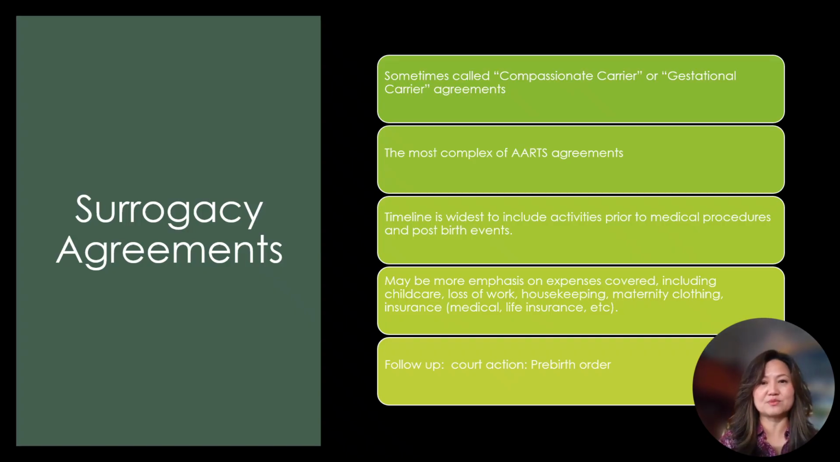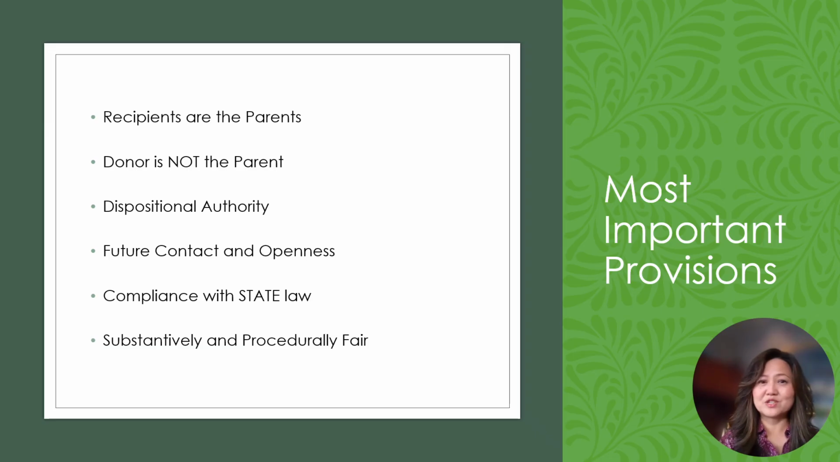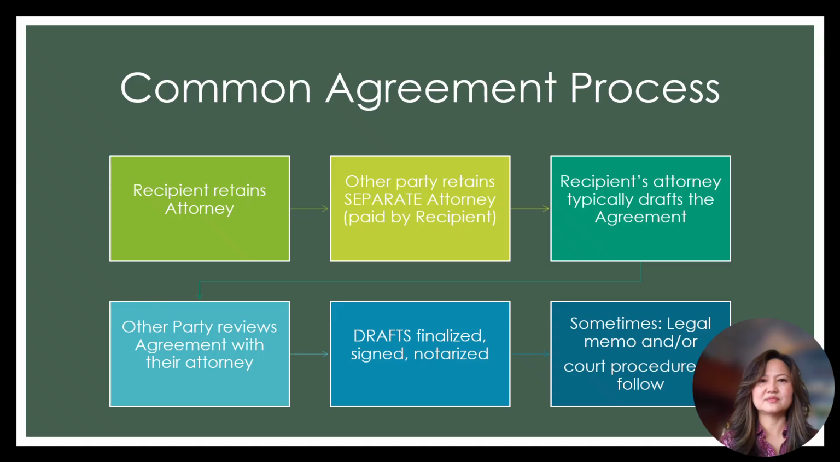The most important provisions in any ART agreement include confirmation that the recipients are the parents and have full financial and legal authority and responsibility, confirmation that the donor is not the parent, who can direct and what may be done with the excess materials such as donation, disposal, or redonation to third parties, compliance with state law, in addition to many other provisions. What is the process and how long does it take?